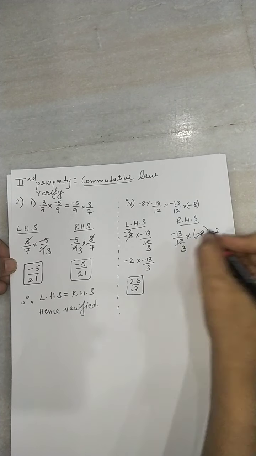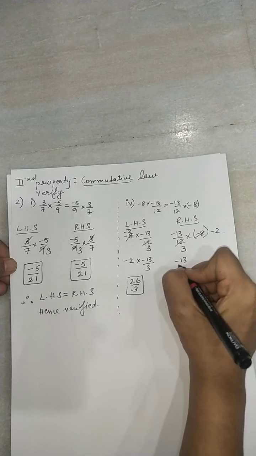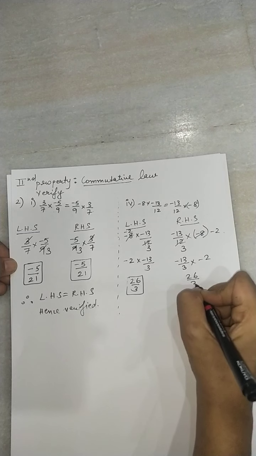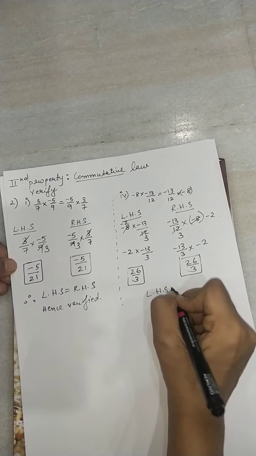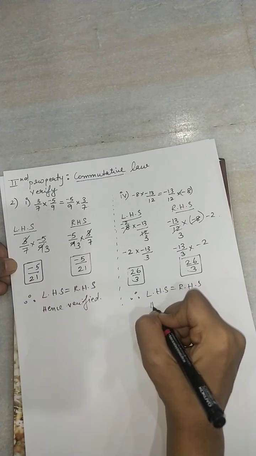Fine, so minus 13 2s are 26. Again it is left out here 3 into -2, so 26/3. So again you have got LHS is equal to RHS, hence verified.